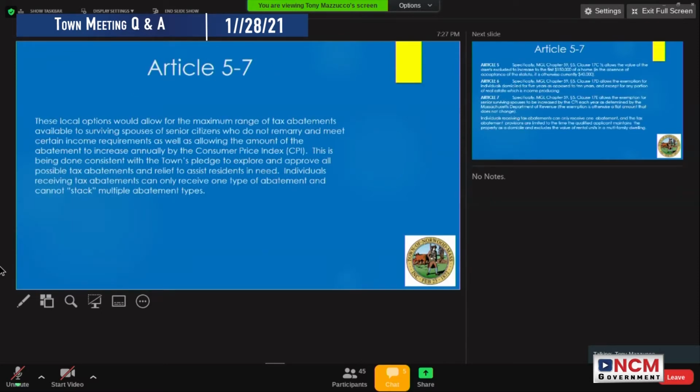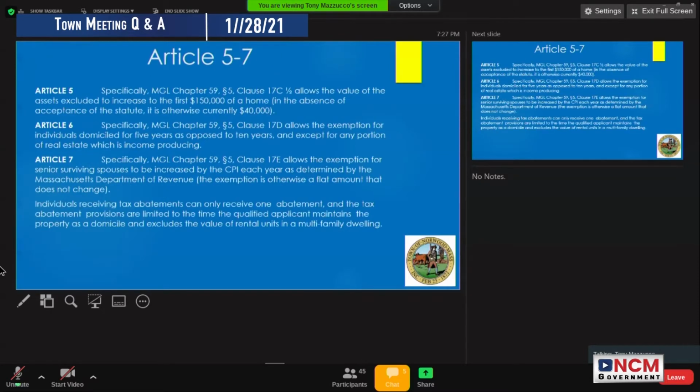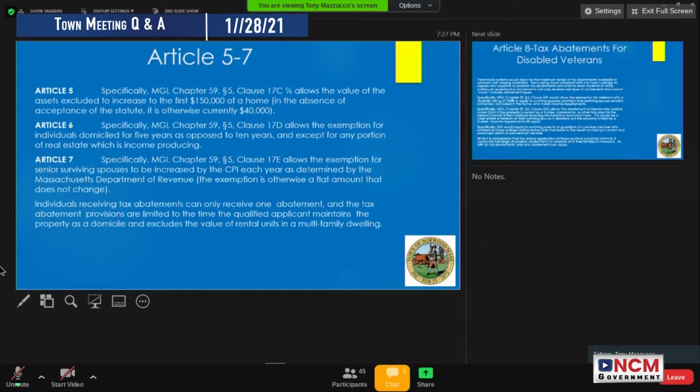Articles 5 to 7, we're going to take as a group, and I'm going to skip ahead to the next slide and talk about these for a minute. Most people are familiar with the override and our recent override pledge. As part of that process, because we did go through a tax increase, we committed ourselves to looking at every possible tax exemption out there to help lower income seniors, veterans, individuals, anyone who's out there.